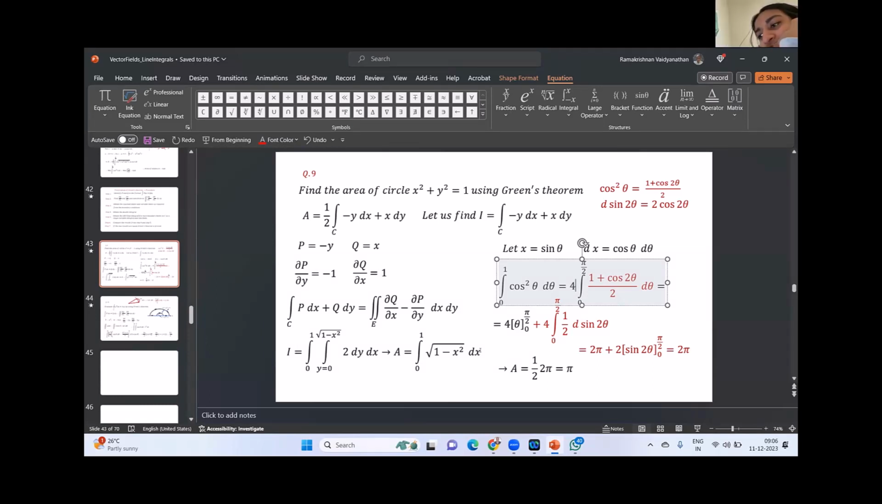Yeah. 4 by 2 is 2. 1 by 2 I have taken out. Right. Clear? Yeah, pi by 2, so pi is the answer. So you got the answer? For a circle of radius 1, if it is a squared, you will get pi a squared.